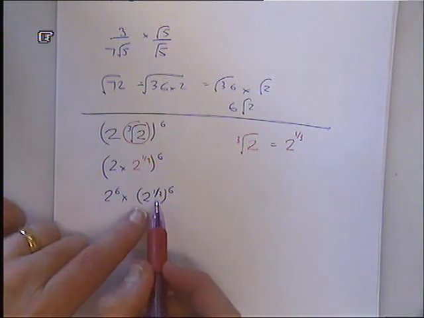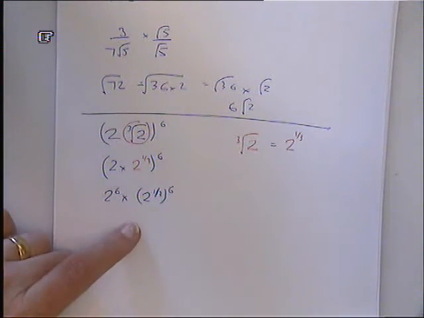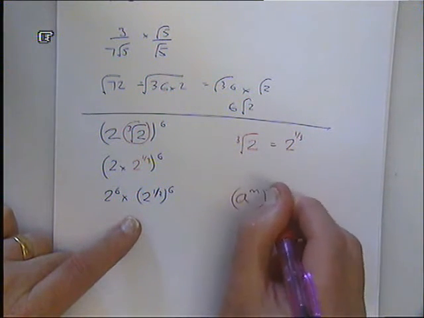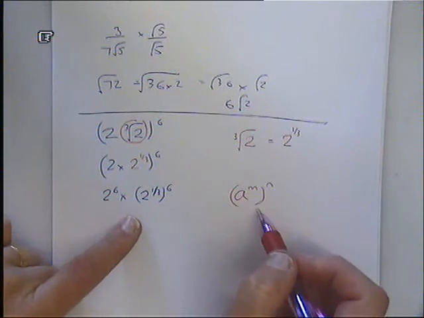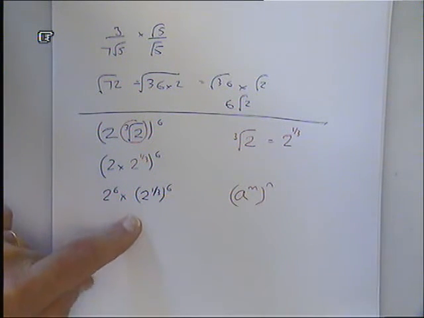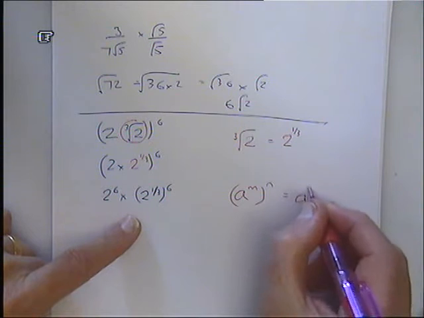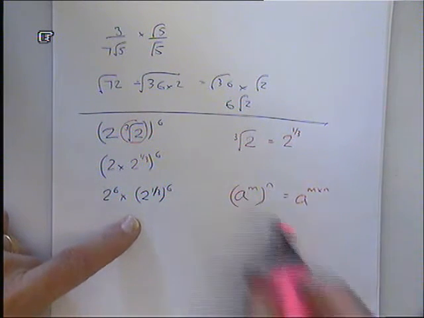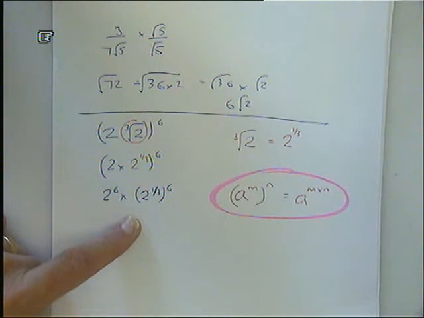Right, here I have a power to a power. If I have some number to a power, and then that's to another power, what's the rule for dealing with powers to powers? Times them. Times them, yeah. So that's like a to the power of m times n. That's the rule we're using over here from GCSE. Okay.